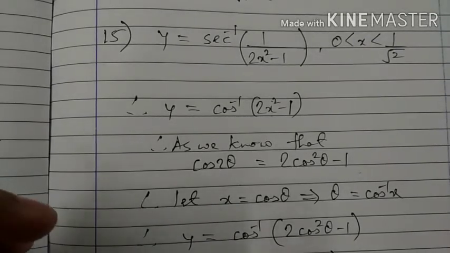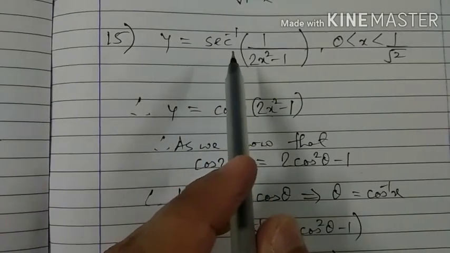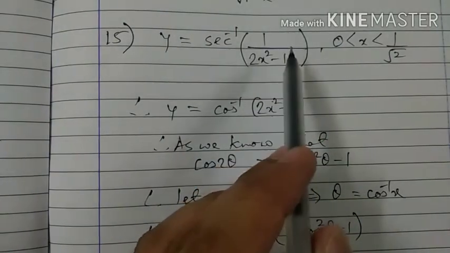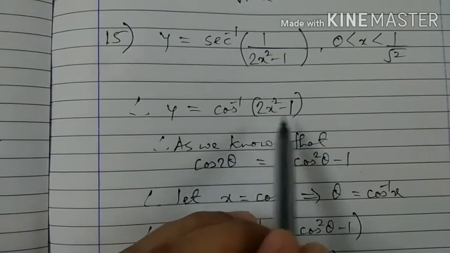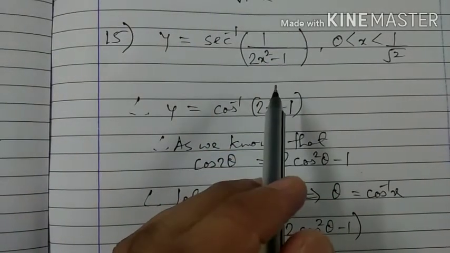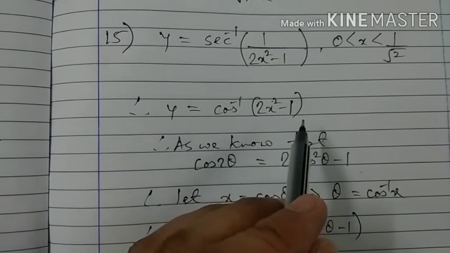Let's revise this question again. First of all, sec inverse function is given, right? So we are converting into cos inverse. So the inside term will be the reciprocal of that. So 1 upon 2x square minus 1, and the reciprocal of this will be 2x square minus 1. Cos inverse of 2x square minus 1.